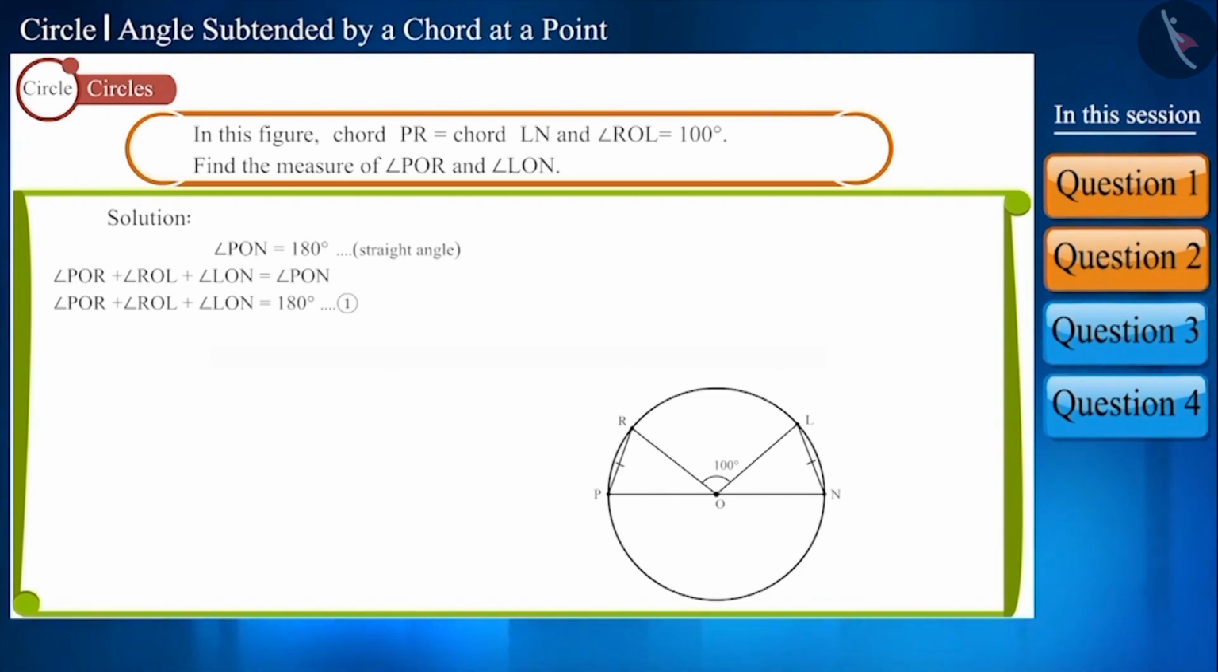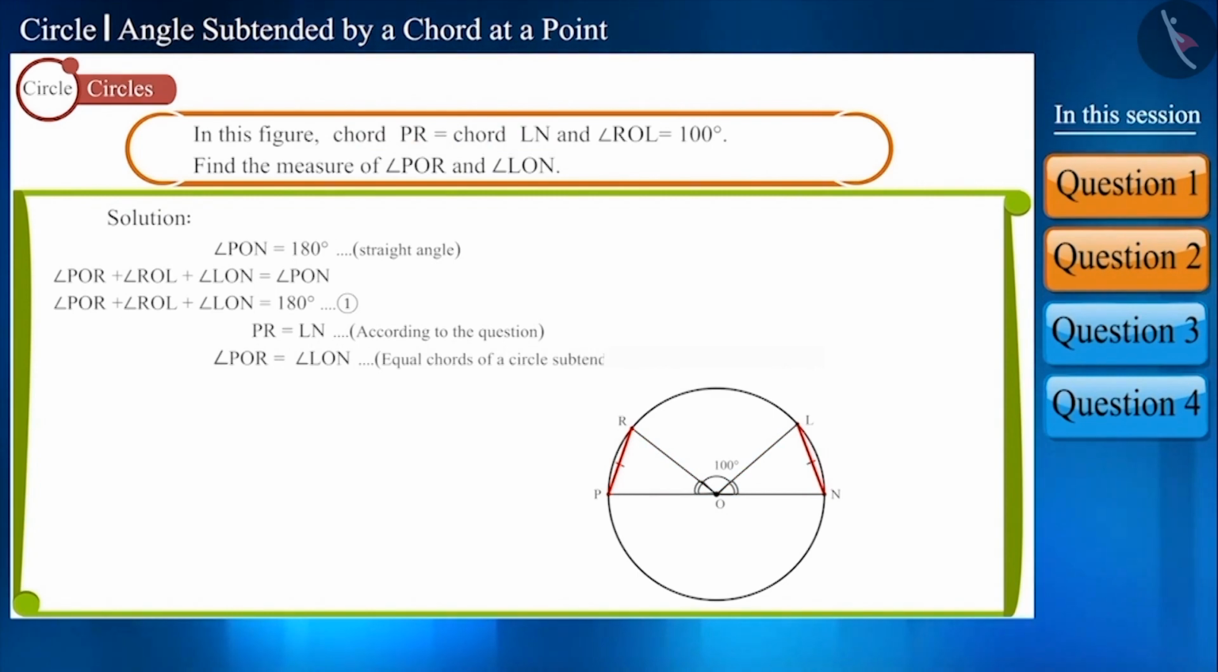We are given that chords PR and LN are equal. So, angle POR and angle LON will also be equal because equal chords of a circle subtend equal angles at the center. Now, since both these angles are equal, therefore, in equation 1, we can replace angle LON with angle POR. Now, this equation will look something like this.